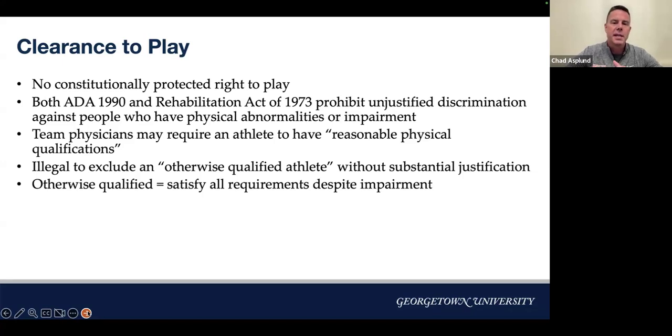So when you're making those clearance decisions, the key is really the risk to the athlete. Are they going to do harm to themselves or somebody else? And really, if they have some sort of disability, make sure that you've thought through whether there can be reasonable accommodations for this athlete, and would I be liable if I disqualified them without thinking through that?